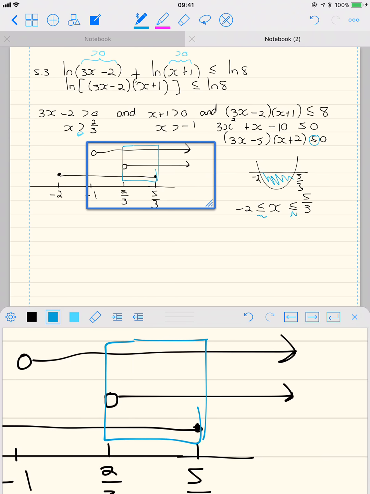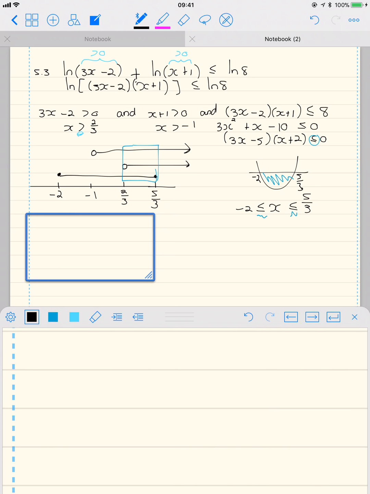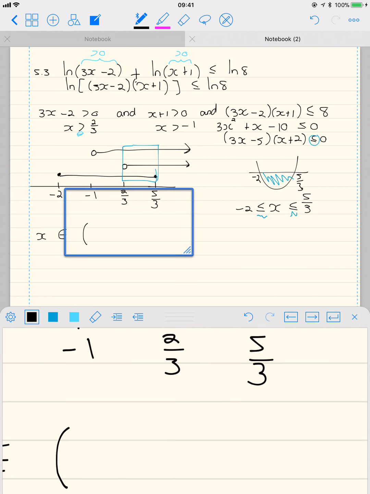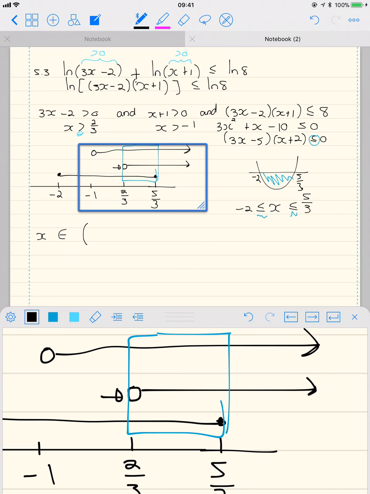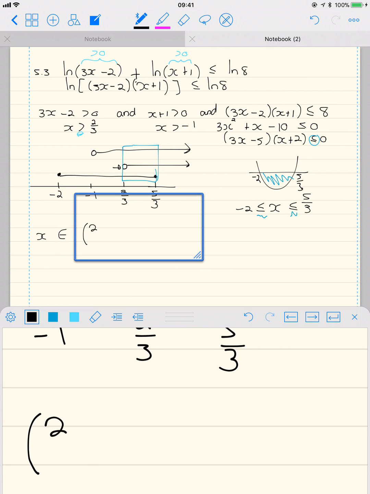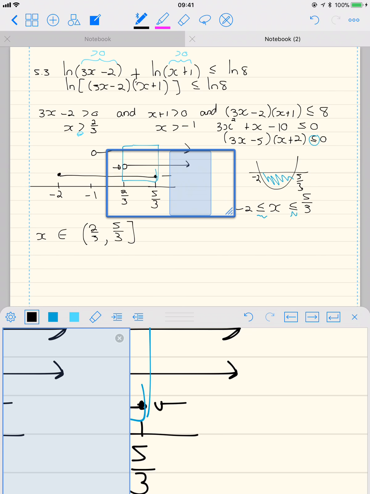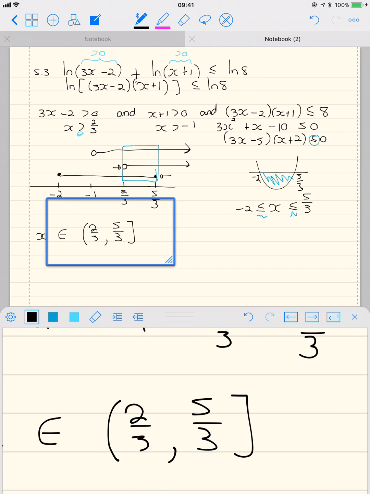So when we combine it, we will say x is an element of round bracket, because 2 over 3 is excluded, 2 over 3 to 5 over 3, square bracket, because 5 over 3 is included. And that's your answer.